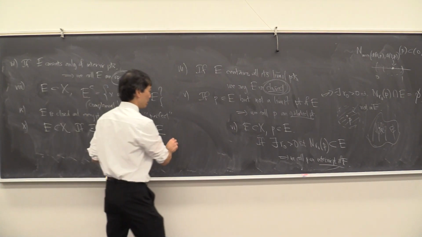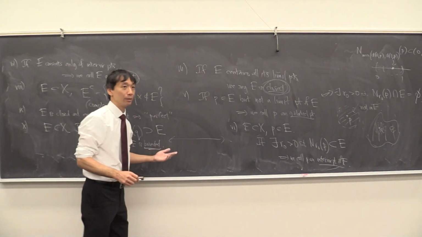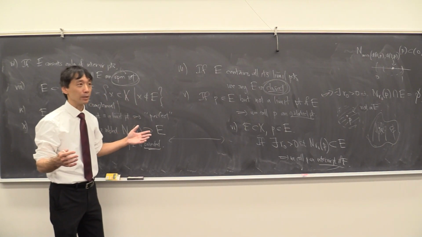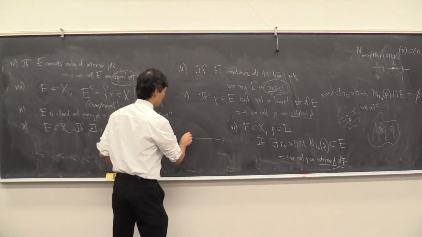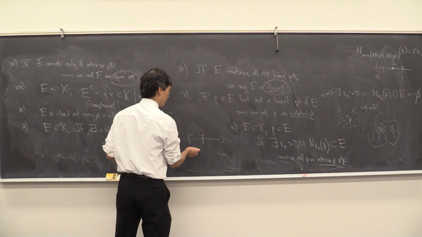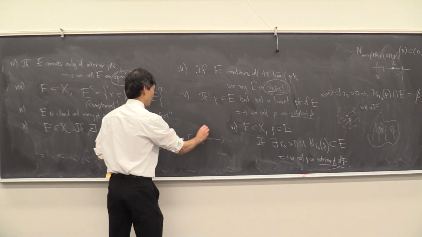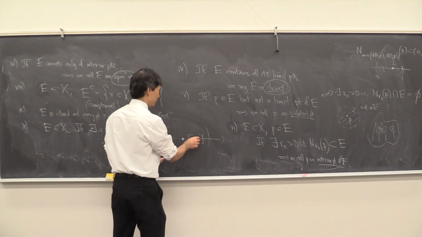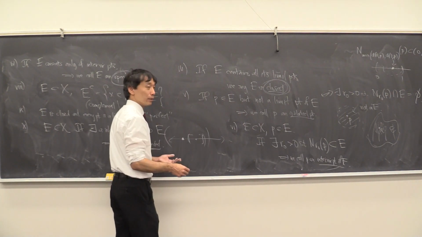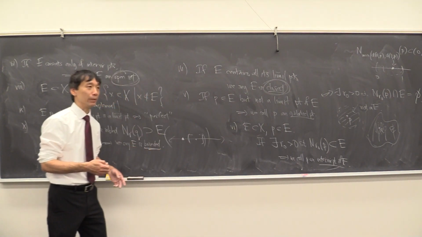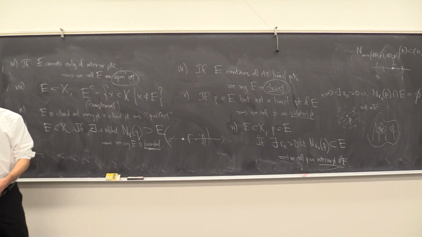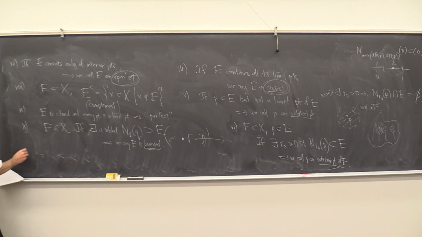Like the real line, not bounded, right? There is no finite ball that's going to contain the real line. If I look at some interval, bounded, because I can find a ball that contains it. So bounded.